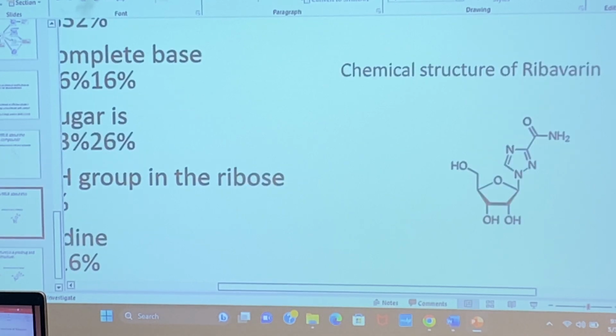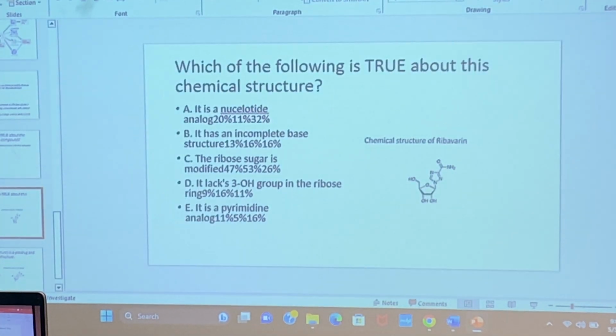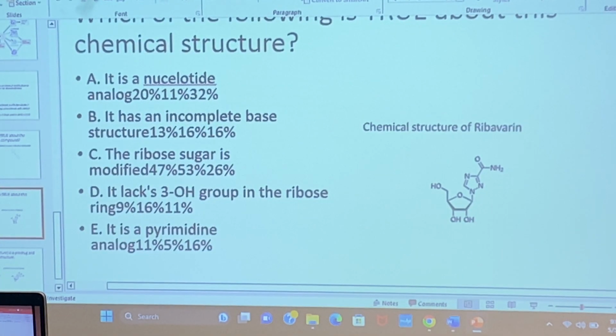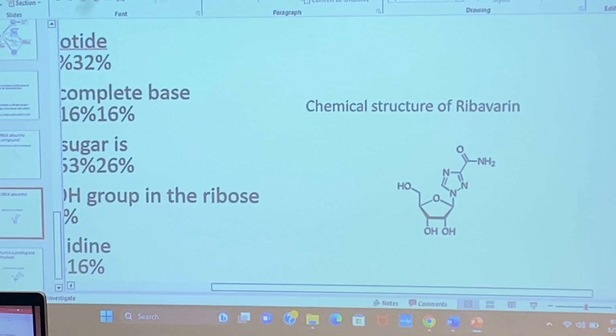Okay? Then the next question, which of the following is true about this chemical structure? The chemical structure given was ribavirin. Does it have a base? Is it complete or incomplete? It's incomplete. Incomplete base. Does it have a ribose sugar? Yes, it does have a ribose sugar. Does it have a 3' hydroxyl group in the ribose sugar?